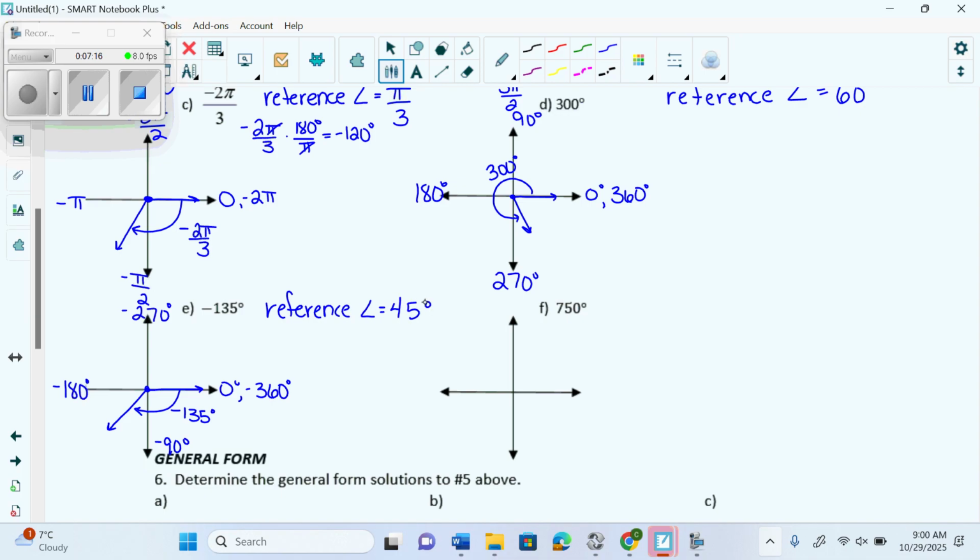And then I have 750. So we went over this. This would be 360, 720, plus an extra 30. Arrow. 750 degrees. So if it takes me 720 to get to this arm, how much does it take me to get to the actual terminating arm, or to get to the x-axis? How much to the terminating arm? 30. So it's a reference angle of 30.